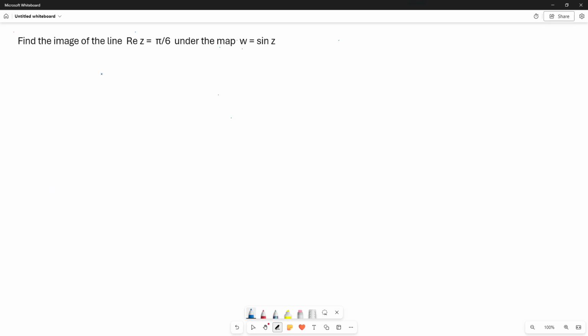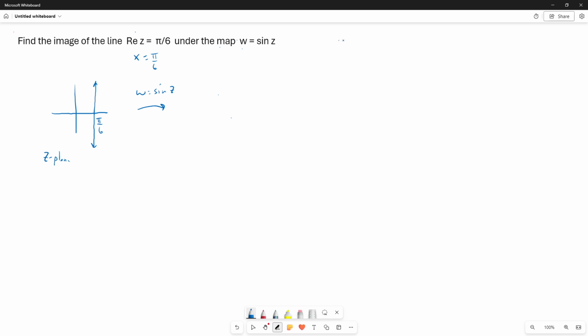We would like to find the image of the line real part of z equals pi over 6 under the map w equals sine z. So this is x equals pi over 6. That is a vertical line at pi over 6 on the x-axis in the z-plane. So that's our domain here. We would like to know the image of this vertical line under the mapping sine z.